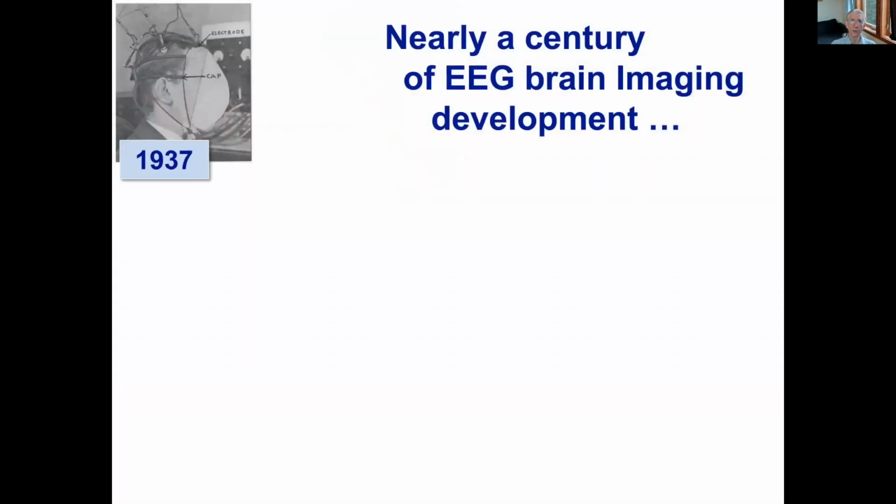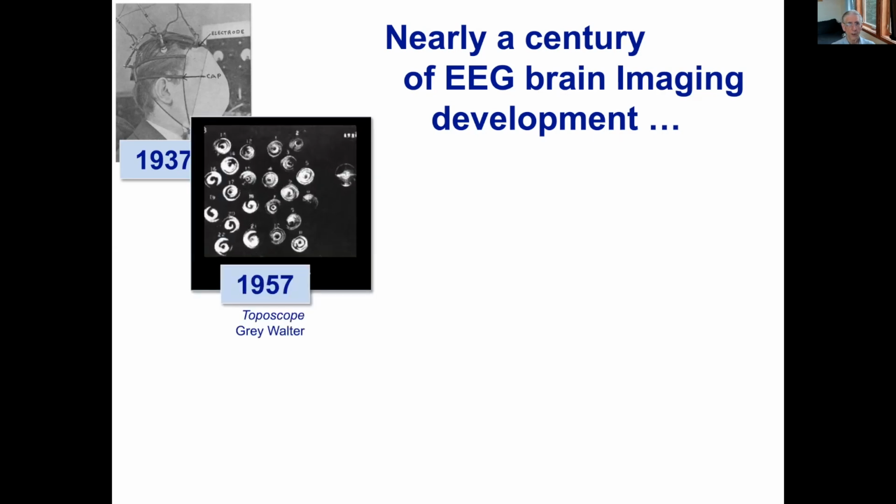So EEG was first demonstrated in the 20s. By 1937 here, it had come to Harvard. I don't know what kind of experiment that was. 20 years later, Gray Walter showed the first live, real-time analog scalp map. These tubes flickered with the alpha rhythm.